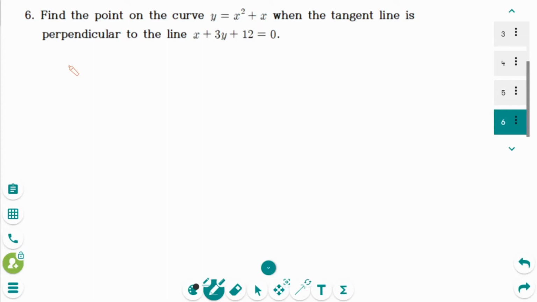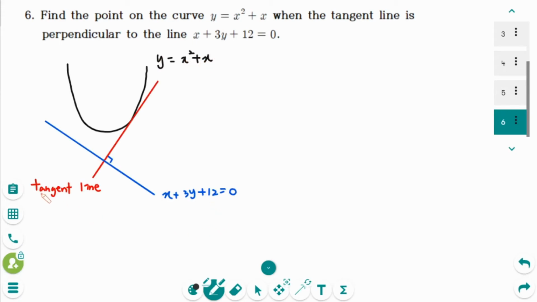Number 6, suppose here is the graph of y equals x squared plus x. The tangent line is here, and the perpendicular line x plus 3y plus 12 equals 0. We can rewrite as 3y equals minus x minus 12, then divide by 3 on each side, so y equals minus 1/3 x minus 4. The perpendicular line has slope minus 1/3, so the tangent has the slope of 3, which is the negative reciprocal.